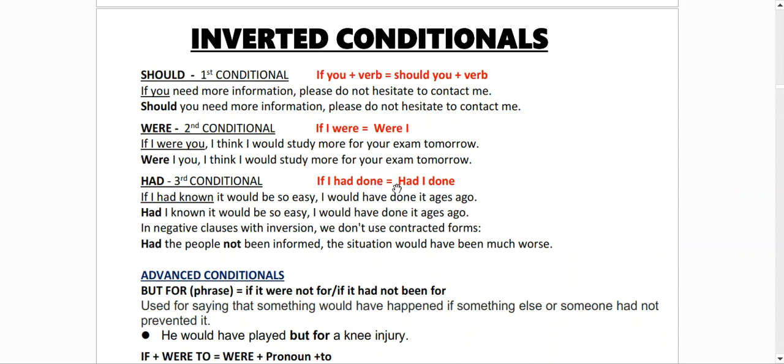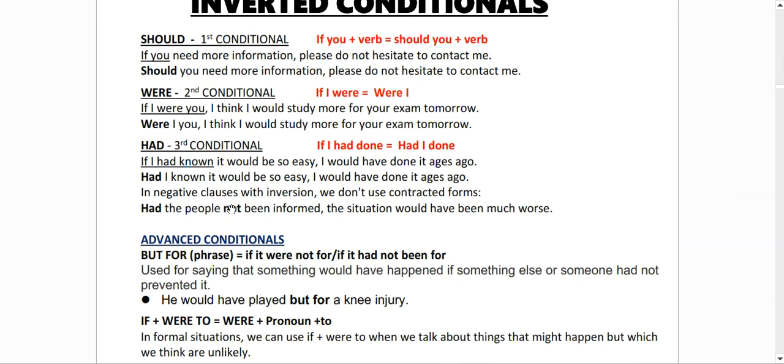Third conditional, had. If I had done equals had I done. If I had known it would be so easy, I would have done it ages ago. Turns into: had I known. That's the inversion here, had before the pronoun. Had I known it would be so easy, I would have done it ages ago.